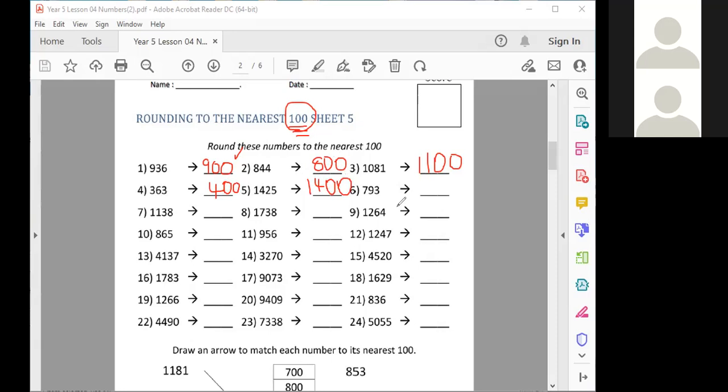Good, good. Put in your answers, okay? Keep on putting in. As I say the number or question, then you put in, okay? 793, yes. Yes, that's right, Sophia. It goes to 800. If you see all your answers, can you see? It's all going to be 2 zeros at the back because 100 has 2 zeros at the back. Remember that. Very important. Okay.